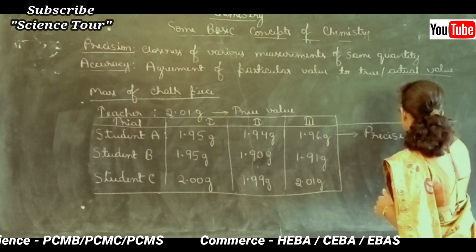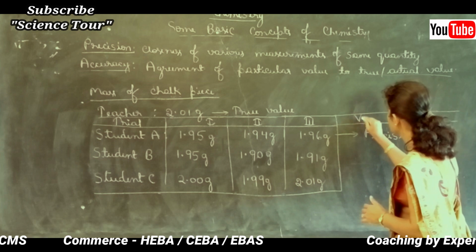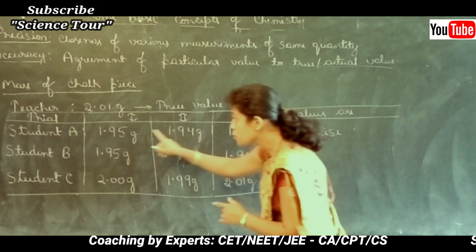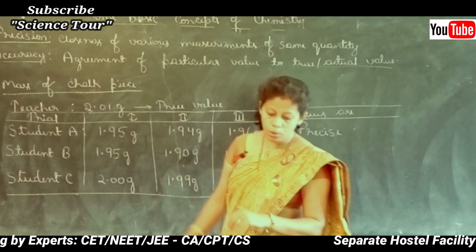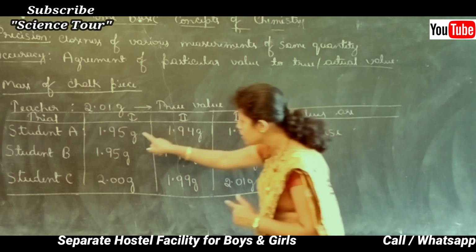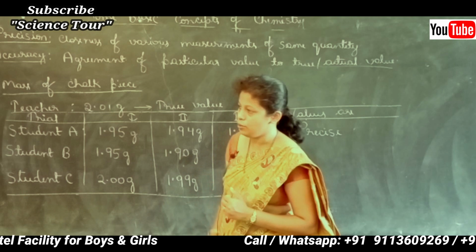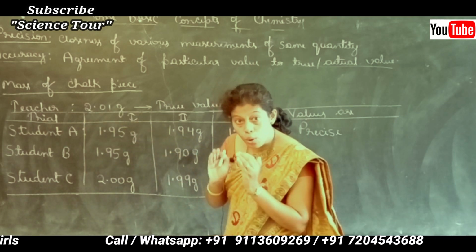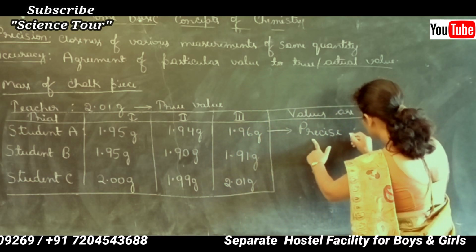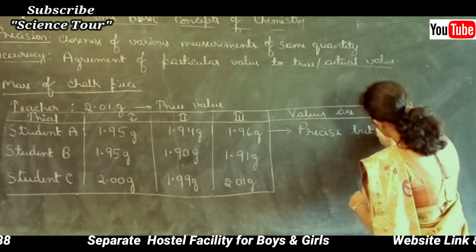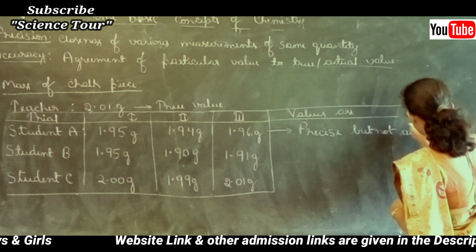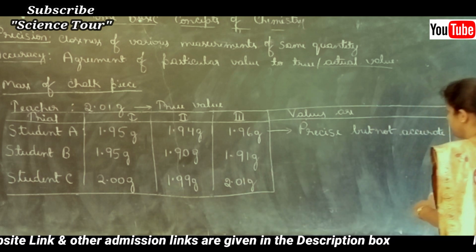Values are precise because they are close to each other. Measurements are close to each other, hence values are precise. But these values are not close to the true value. If the values are close to the true value, then only they are accurate. So these are precise but not accurate.